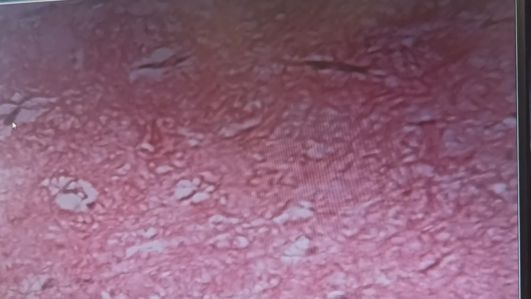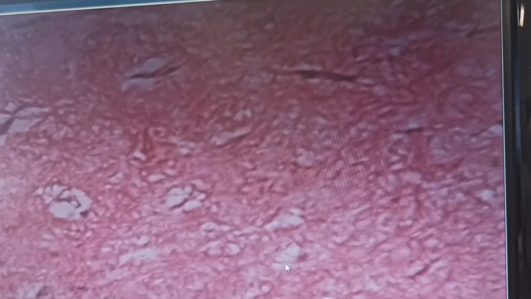All of these areas are corpus albicans. Here we only have collagen fibers and some scattered cells. These are the fibroblasts, and all of the luteal, granulosa, and theca cells have degenerated. So this part is the corpus albicans. These are the fibroblasts, and all of this part is collagen fiber.